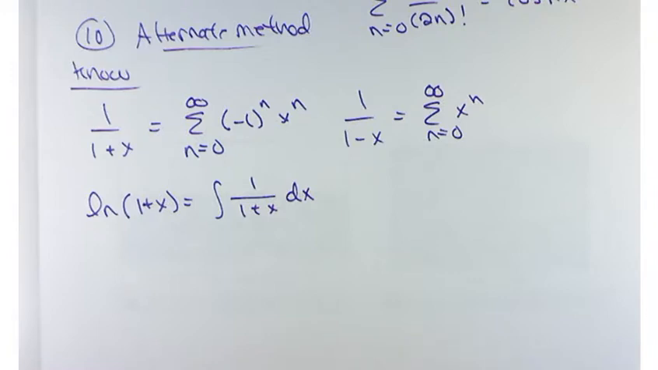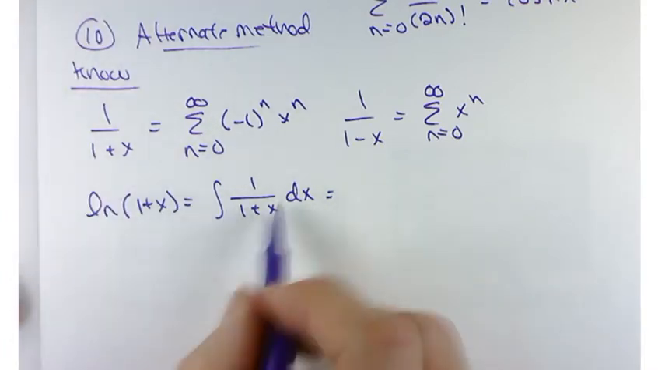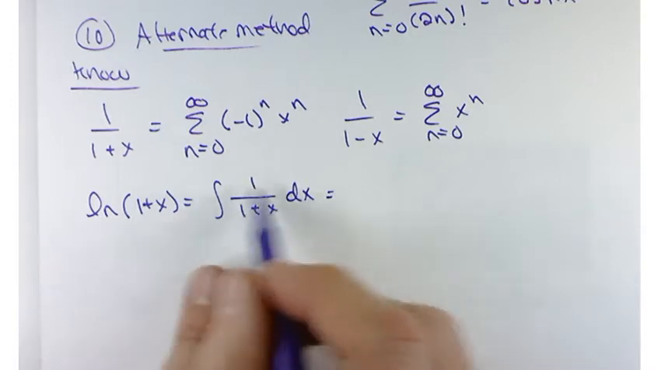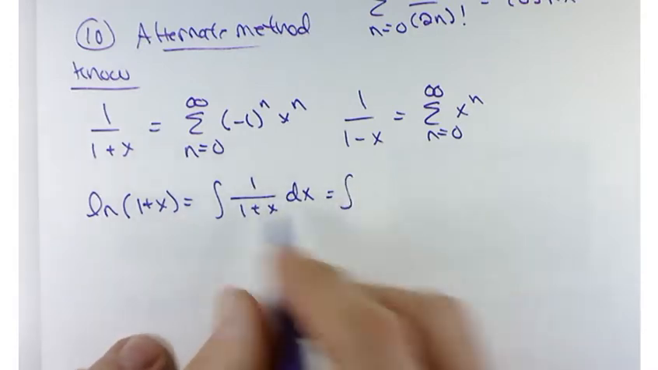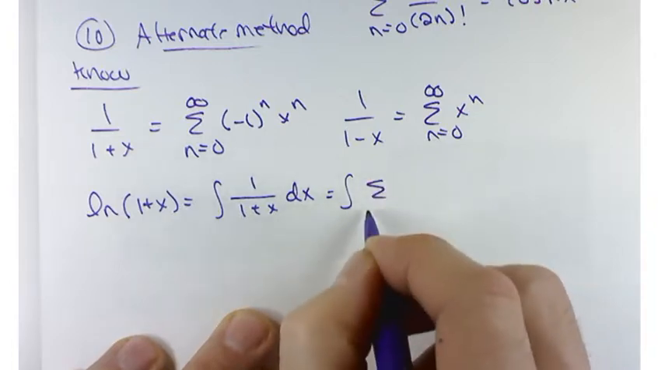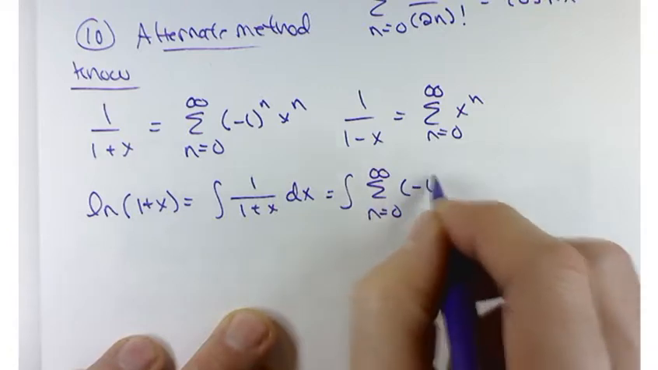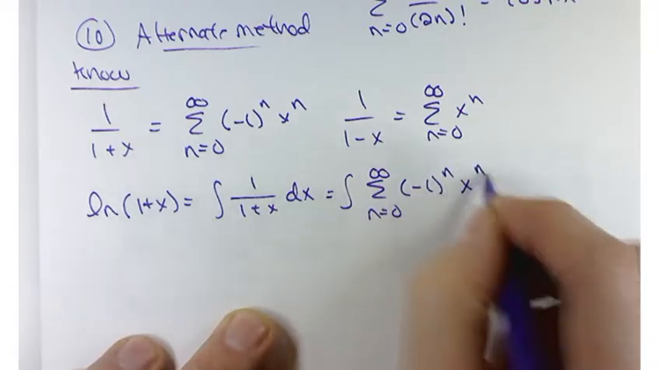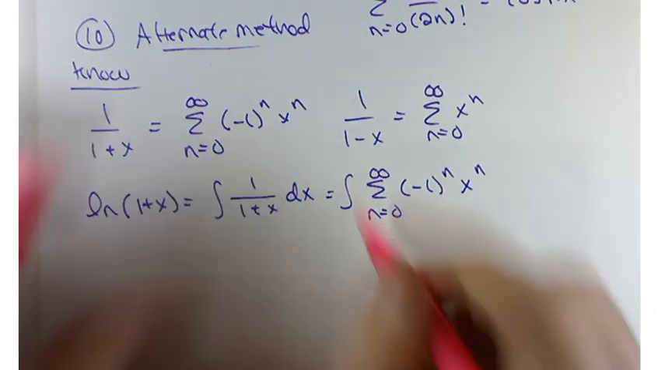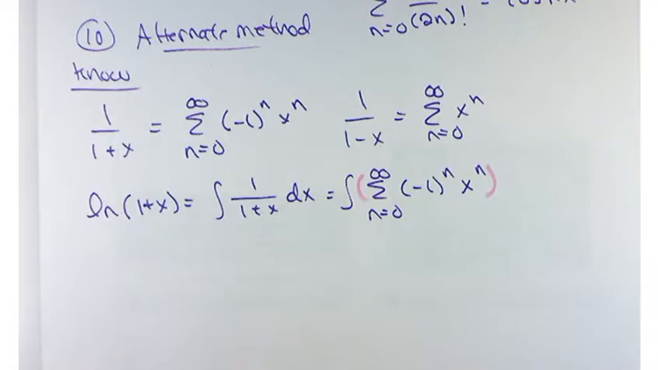Well, then what? How about if we come up with a series for this based off of the series for this? In other words, I know the series for 1 over 1 plus x. That's the sum from n equals 0 to infinity of (-1)^n x^n, and that summation has to be in here, and then I have a dx term here.